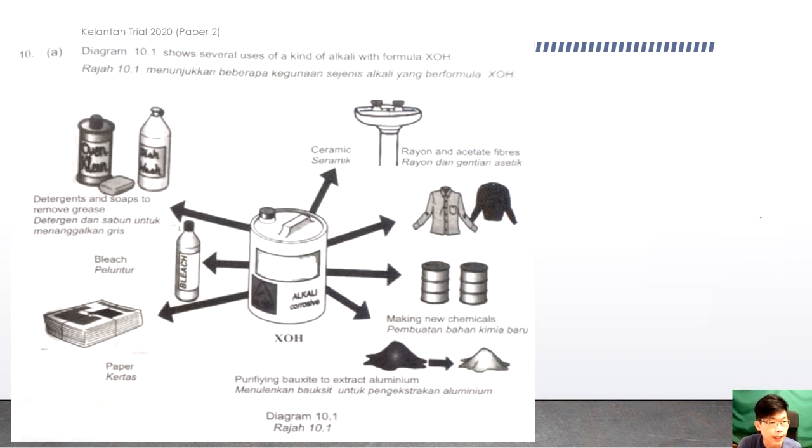Okay, next, last question. The diagram shows several uses of a kind of alkali with the formula XOH. It is corrosive. Let's see what the uses are. Making detergents and soap to remove grease, as a bleach, making paper, purifying bauxite to extract aluminium, making new chemicals, rayon and acetate fibers, and making ceramics. Actually, students should know that in making soap and detergent, we are using sodium hydroxide or potassium hydroxide.